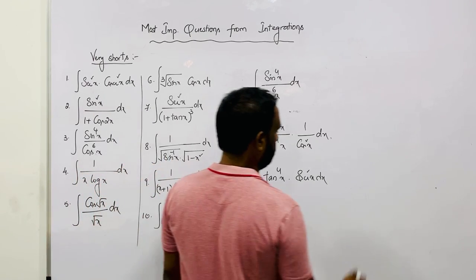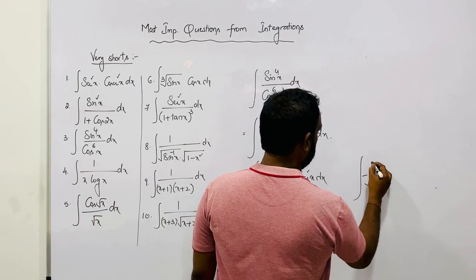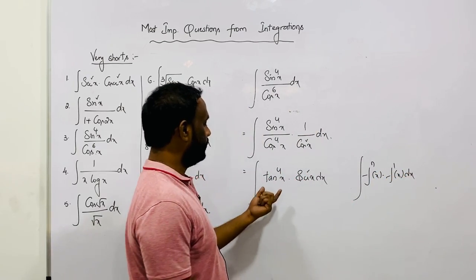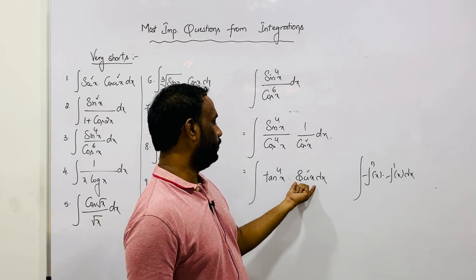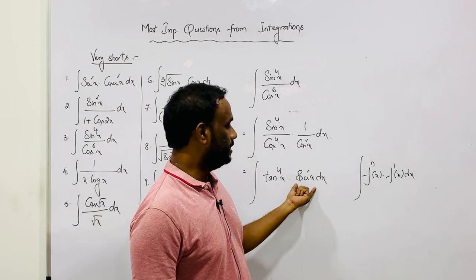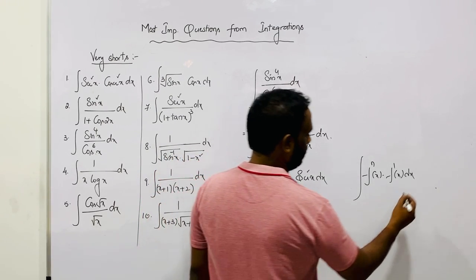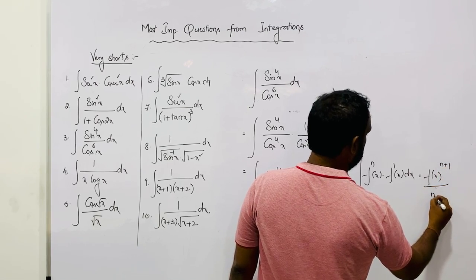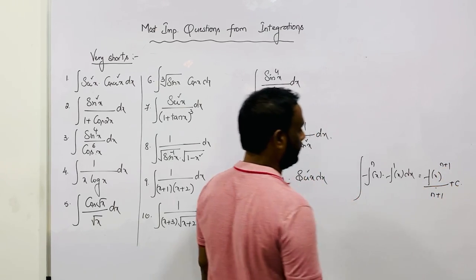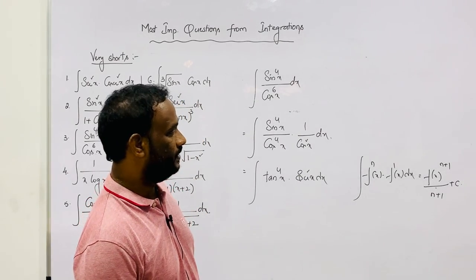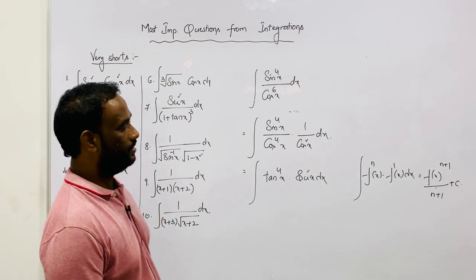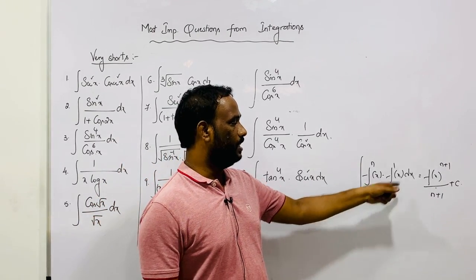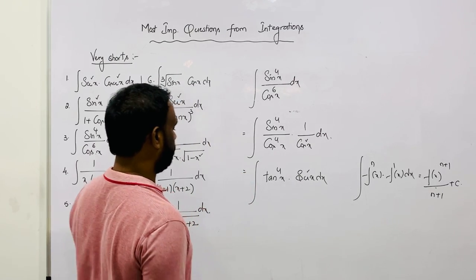Now the problem is in the form f power n x into f dash x dx. Here f of x is tan x, and we know that the differential of tan x is secant square x. Now for this, the formula will be f of x whole power n plus 1 divided by n plus 1, plus c. Just identify which part will play the f of x, that is the function role, and which part will play the f dash x, that is its differential role. You can directly apply the integral form.